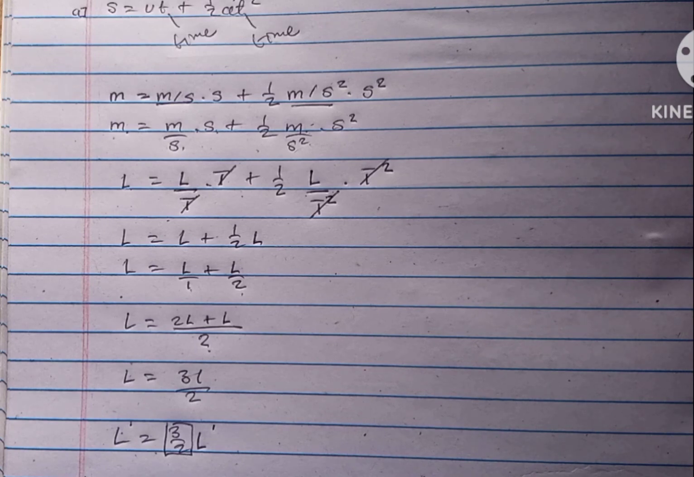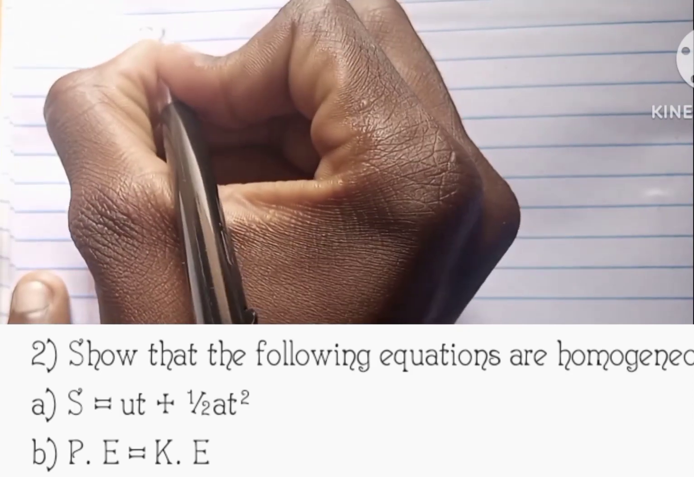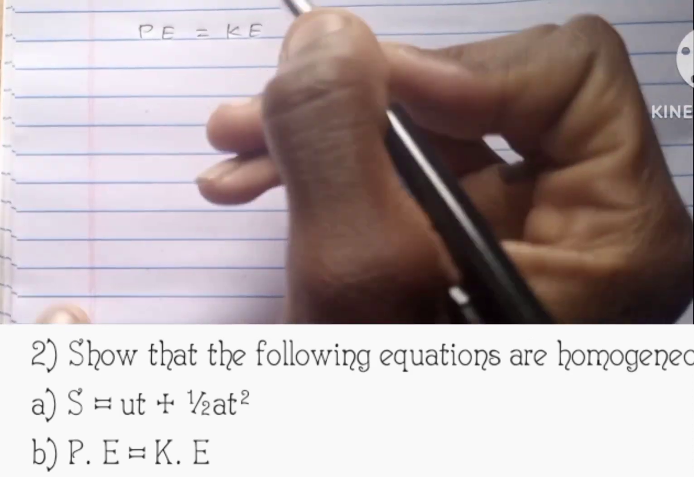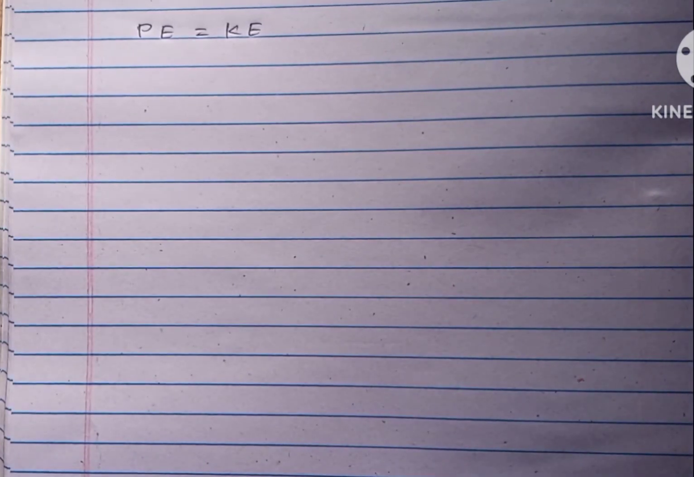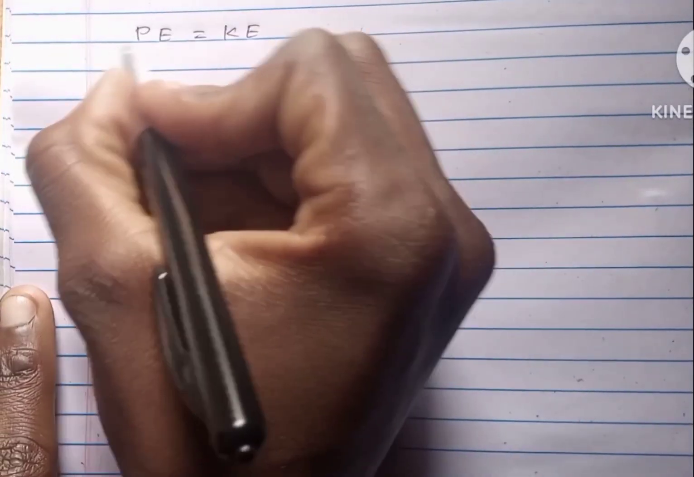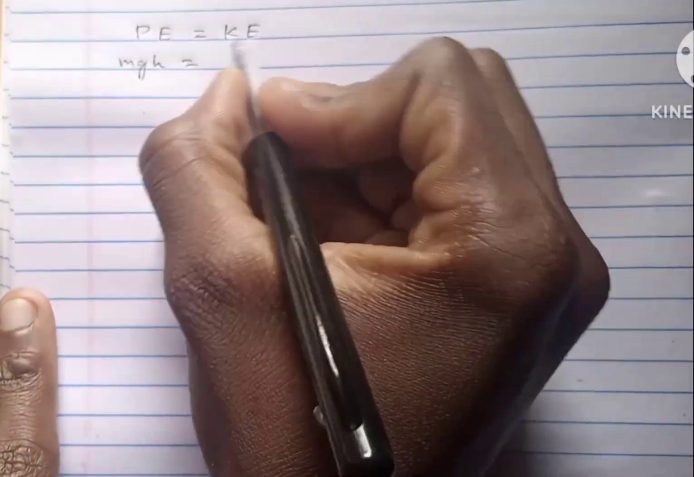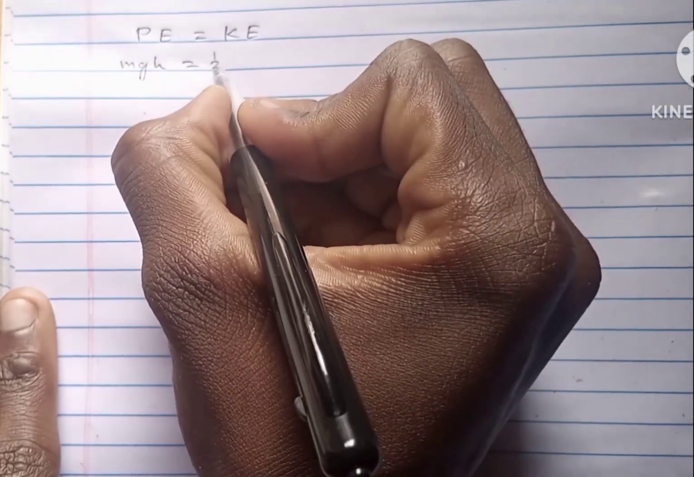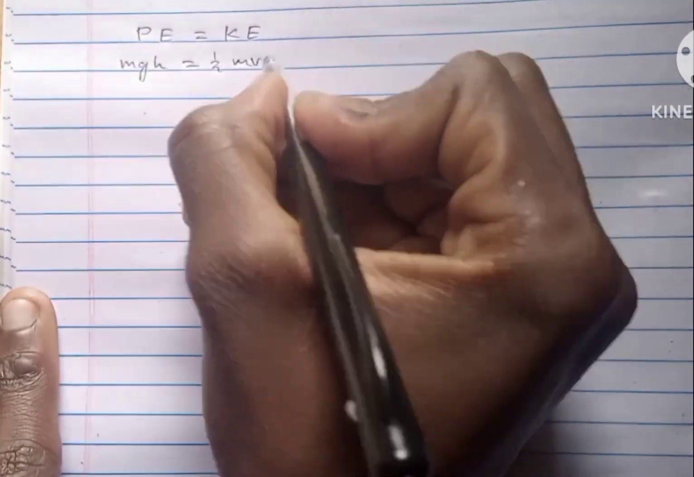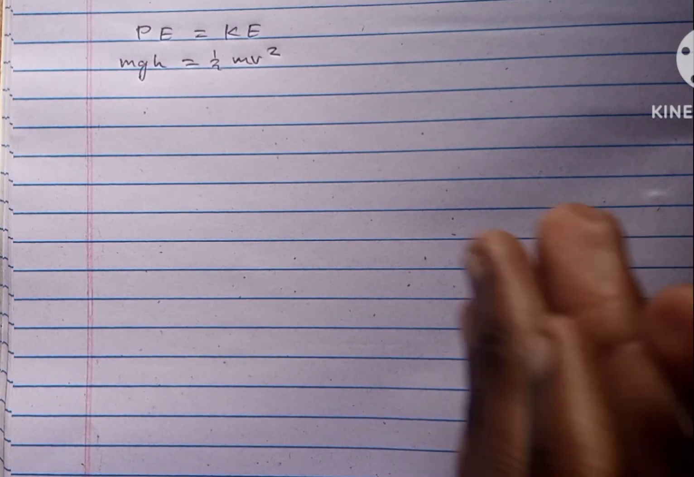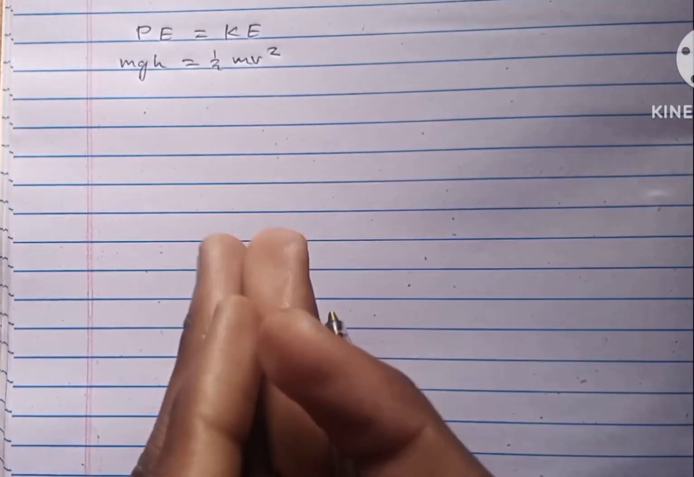Let's look at the next equation, which is PE is equal to KE. So does this equation have the same dimension on both sides? Potential energy is mgh, which is equal to kinetic energy, which is half mv squared. So let us identify the quantities in this equation.